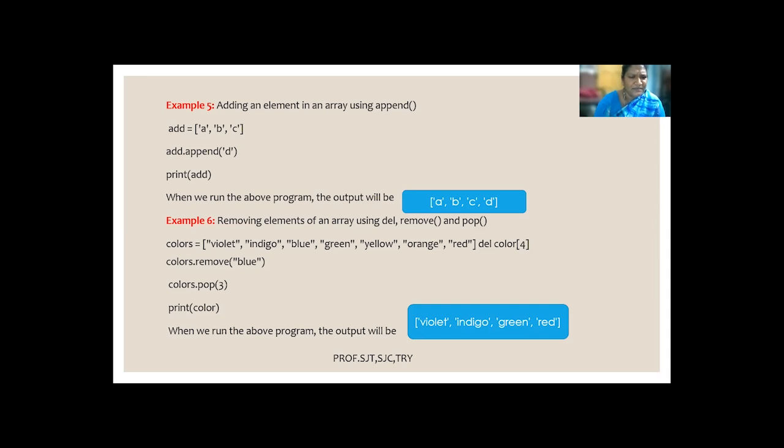Now I'm going to give a simple example of how to remove elements of an array. There are 3 methods. Here we have used the del method, the remove method, and the pop method. In that example, I gave colors, several different colors: violet, indigo, blue, green, yellow, orange, red. Now del colors of 4. Now I am going to delete the color at index 4. Now colors dot remove of blue. Then colors dot pop of 3. What will be the output of print colors? Violet, indigo, green, and red.